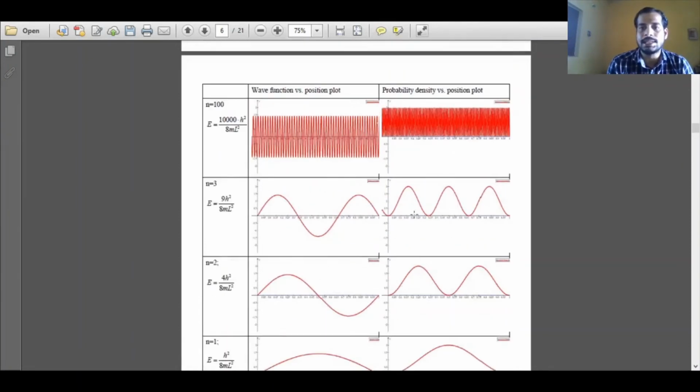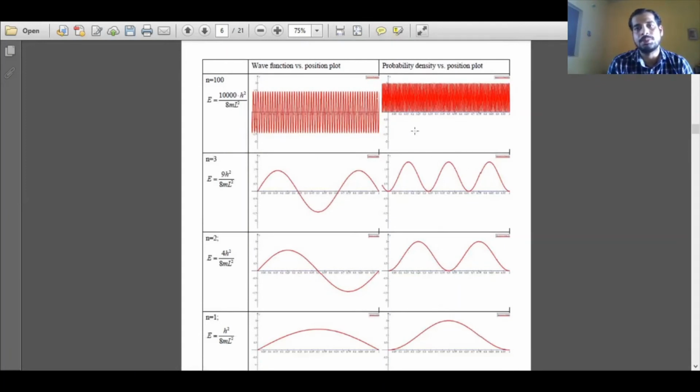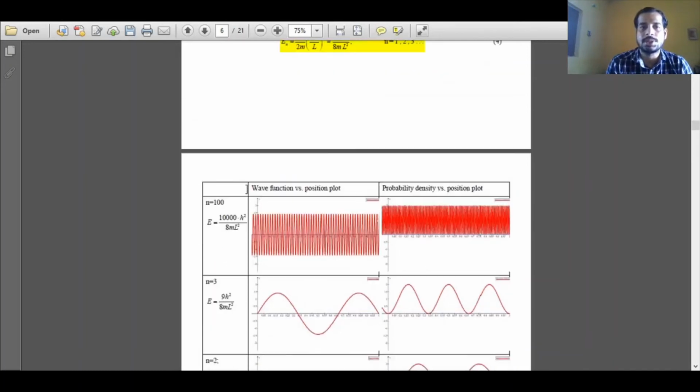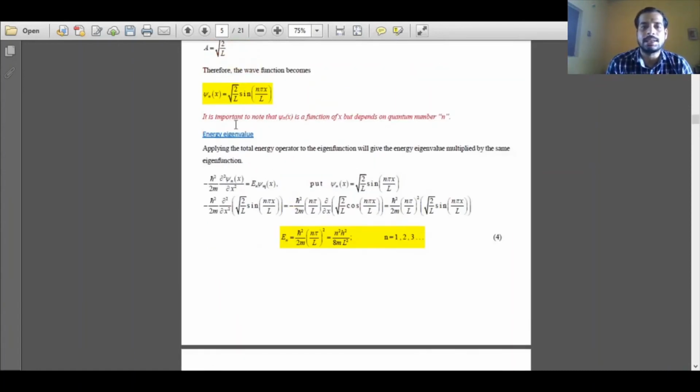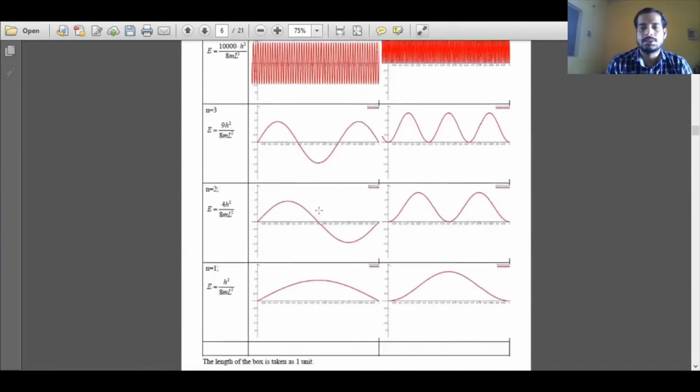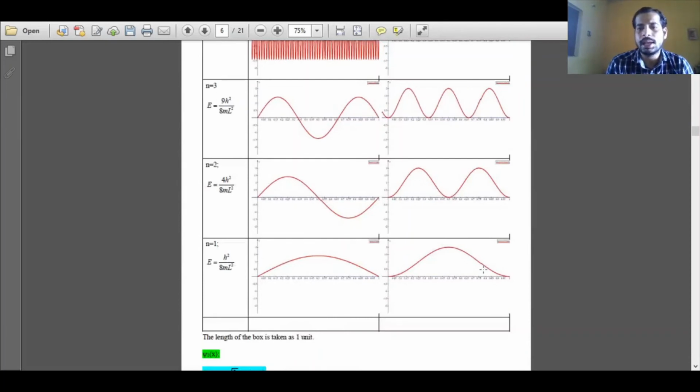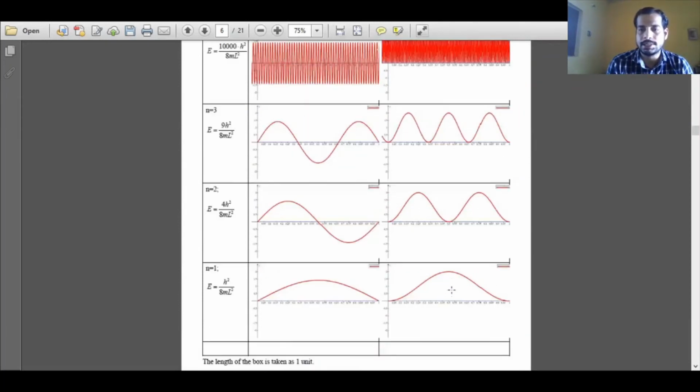The left-hand side of the graph shows wave function versus position, and the right-hand side shows probability density versus position. We've studied what probability density is. The left graph is only psi of x, and the probability density is psi star psi. Since the wave function does not contain any complex part, I can directly write it from psi. So the probability that the particle will be found at the center of the box is higher. This is for the first eigenstate.